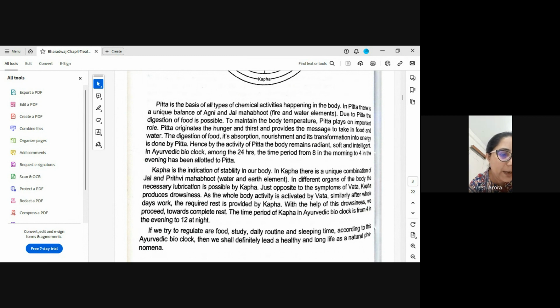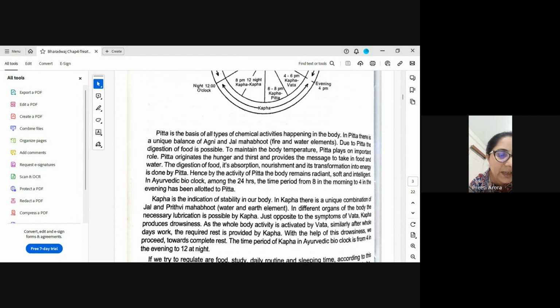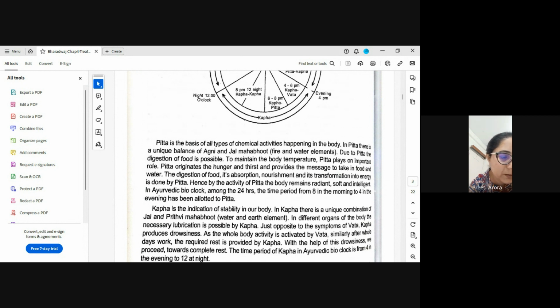And movement, anything movement can be done in this time, in spite of all the different time zones that we live in. But this is the best time to go out of the house, breathe the fresh air, and take your walks. And then you have the 6 p.m. to 8 p.m. time, which is the Pitta time.